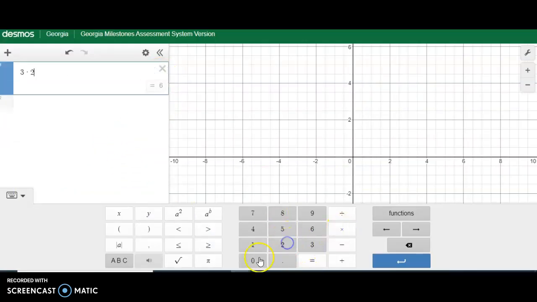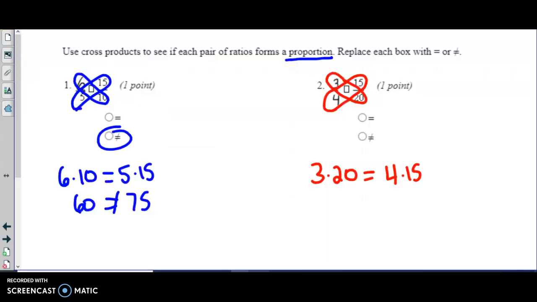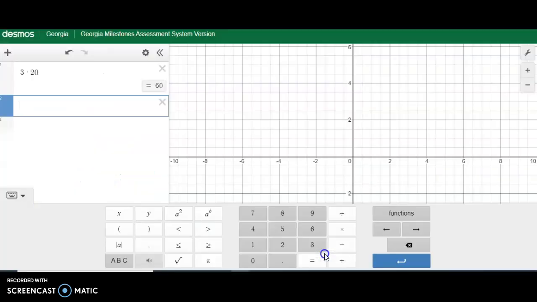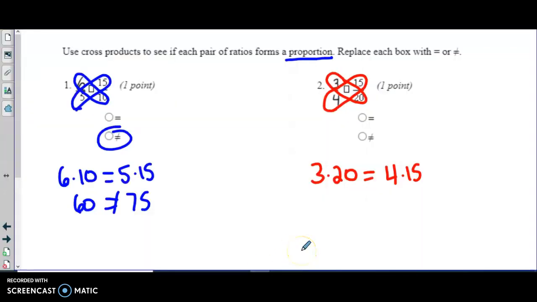We have 3 times 20, which is 60. And then we had 4 times 15, which is also 60. So since 60 equals 60, these are a proportion. So we know there can be an equal sign in the middle there.